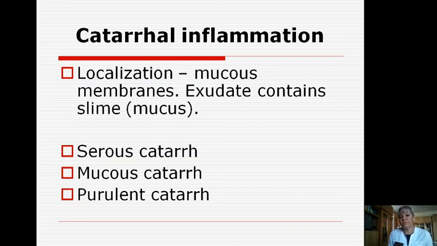Catarrhal inflammation. This is a variant of serous inflammation. More often we see this type of inflammation in the mucous membranes due to the action of viruses. And exudate contains slime or mucus. There are 3 variants of catarrhal inflammation: serous catarrh, mucous catarrh, and purulent catarrh. Outcome of this type of inflammation is favorable with the resorption of exudate.